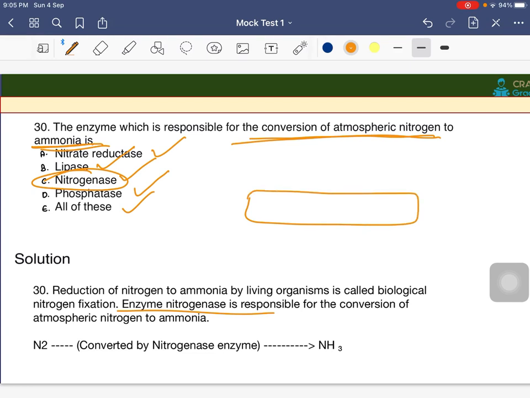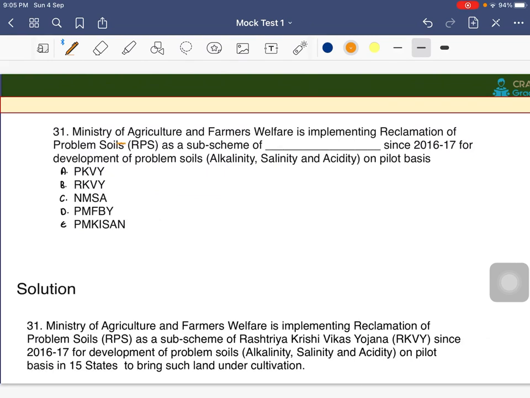The Ministry of Agriculture and Farmers Welfare is implementing reclamation of problem soils as a sub-scheme of RKVY since 2016-17 for the development of problematic soils on a pilot basis. This is like PKVY, RKVY, sustainable agriculture, Pradhan Mantri Fasal Bima Yojana, PM Kisan, etc. Rashtriya Krishi Vikas Yojana, RKVY, is the main project, and reclamation of problematic soils is the sub-project, under which they strive to solve the problems of problematic soils in 15 states on a pilot basis, right?